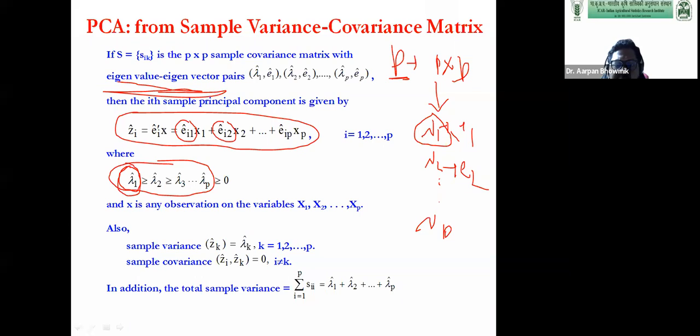Now, corresponding to the second highest eigenvalue, you will have the second principal component. Corresponding to the third highest eigenvalue, you need to check the third eigenvector, and you will get the third principal component, and so on. So that's how we will obtain the principal components. During the practical part, it will be very clear.